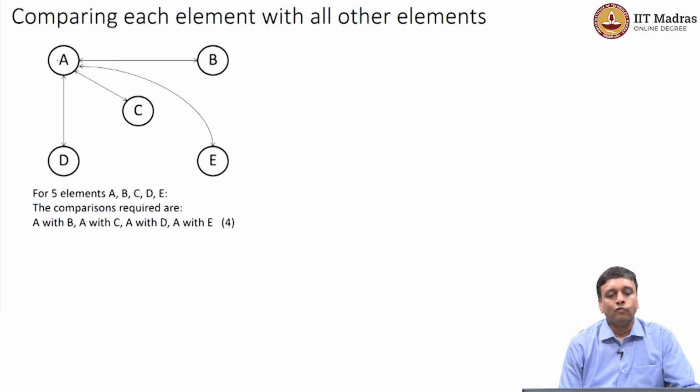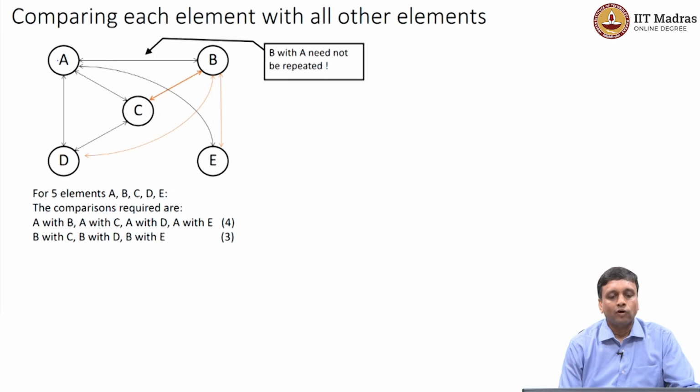Having done this, now we move to B. When we look at B, we compare it with C, D, and E. That is 3 comparisons. But notice that we don't need to compare it with A, because A has already been compared with B before. So when we come to B, we don't have to go back and do this comparison the second time, because comparing A with B is the same as comparing B with A. Exploiting this, the number of comparisons left for B reduces from 4 to 3.